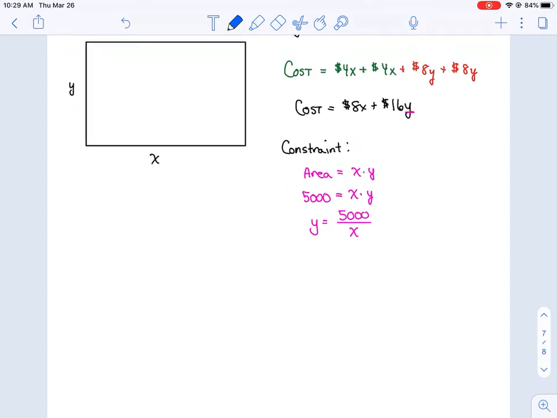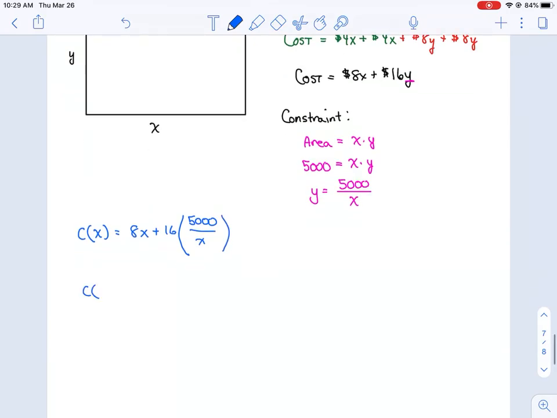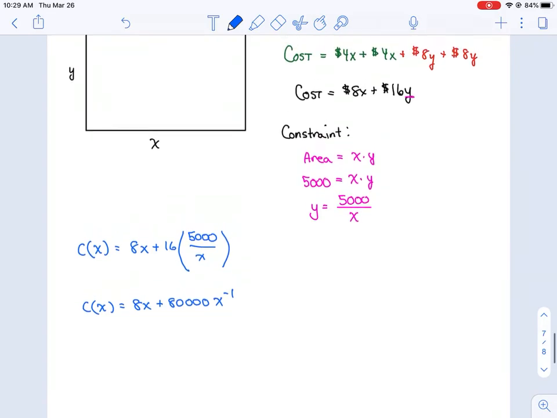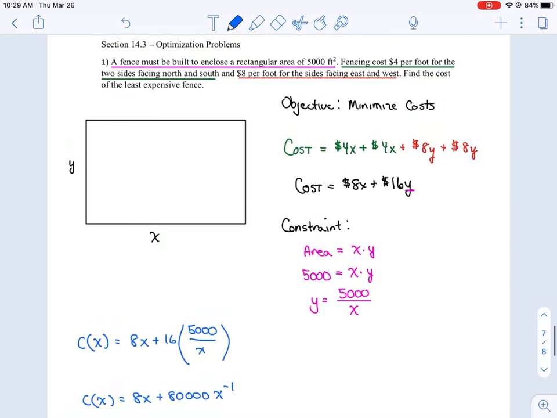Now that we have all the information that we need, we can write the cost function in terms of x, and that's going to be 8x plus 16 times the 5,000 divided by x. And if we clean that up, the cost function is 8x plus 80,000 x to the negative 1 power. Okay, now that we have a cost function, again, remember that our objective is to minimize the cost.